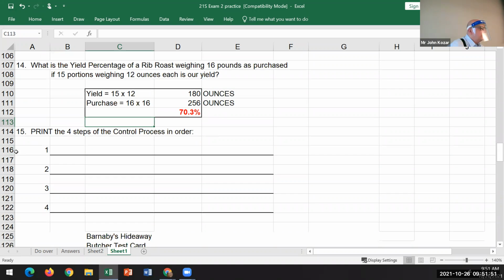Okay, the 4 steps in the control process. Establish standards and standard procedures, train your employees, monitor the performance, and take corrective action.